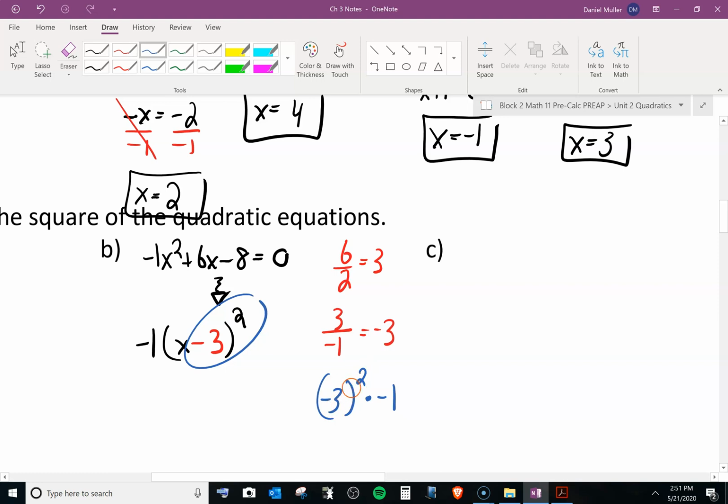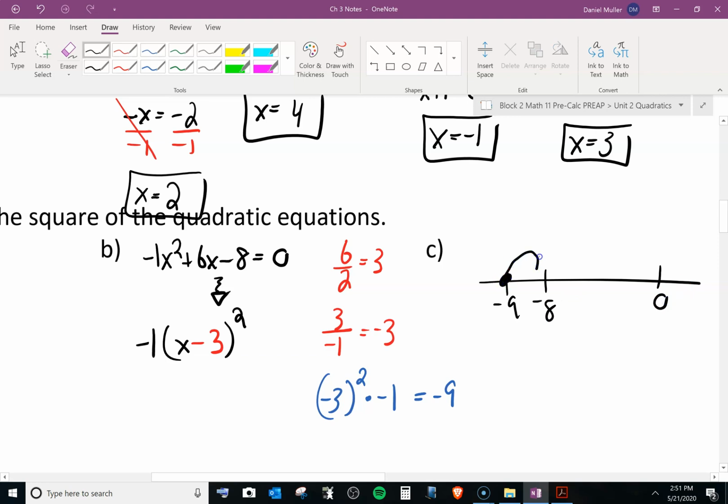That's going to be 9. 9 times negative 1 is negative 9. So I'm at negative 9. What will it take for me to get to negative 8? Think about that on a number line. Here's negative 9. Here's negative 8. And here's 0. I'm at negative 9. What will it take for me to get there? I'm going to need to add 1.